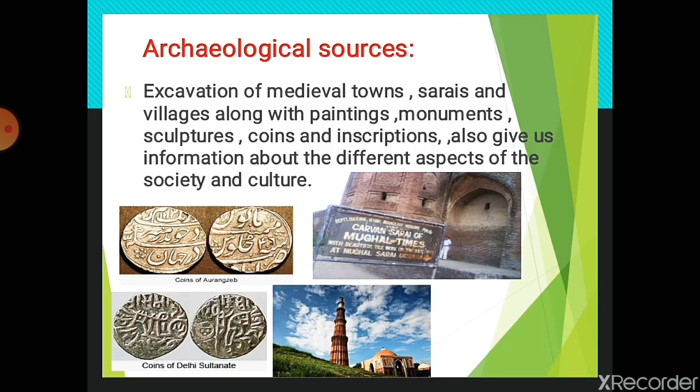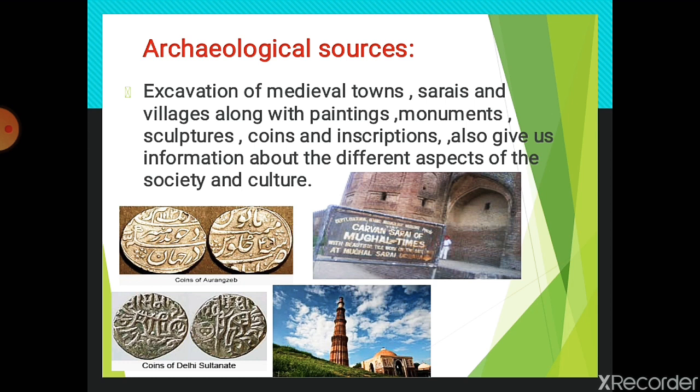And dear student, archaeological sources means that archaeologists, after excavating, get old things, for example old objects like coins, inscriptions, monuments, and we are able to know a lot of information, especially about the medieval period. From the excavations of medieval towns, sarais, meaning rest houses or inns, and different villages that were developed during that time, we are able to know a lot of information.